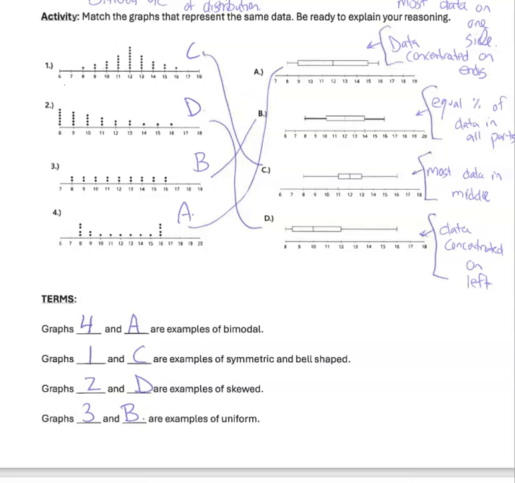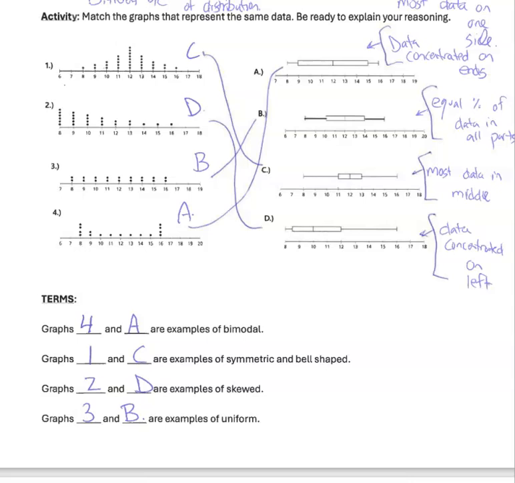The next one is symmetric and bell-shaped. So there's such a thing as just symmetric. For example, bimodal would be symmetric, but it's not bell-shaped. If you say symmetric and bell-shaped, or just bell-shaped, it's definitely going to be symmetric. The one that looks like a bell, where most of the data is centralized in the middle, would be 1 and C.